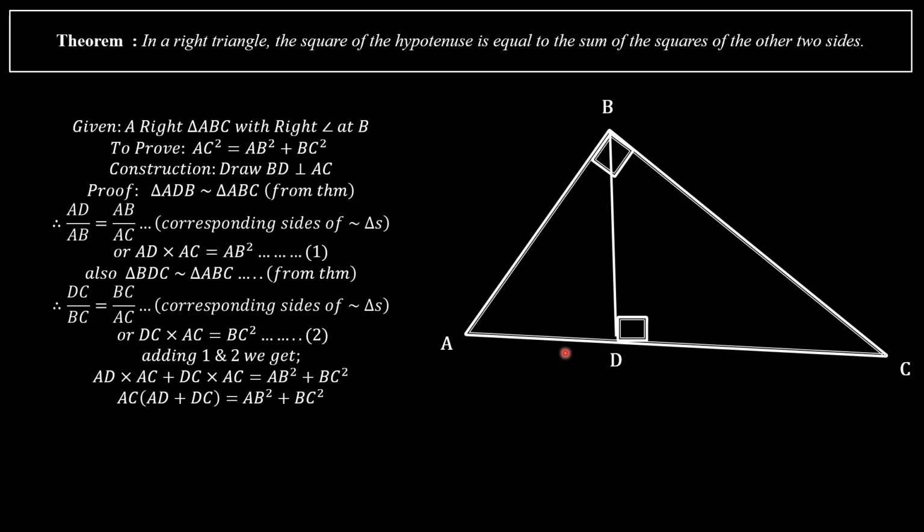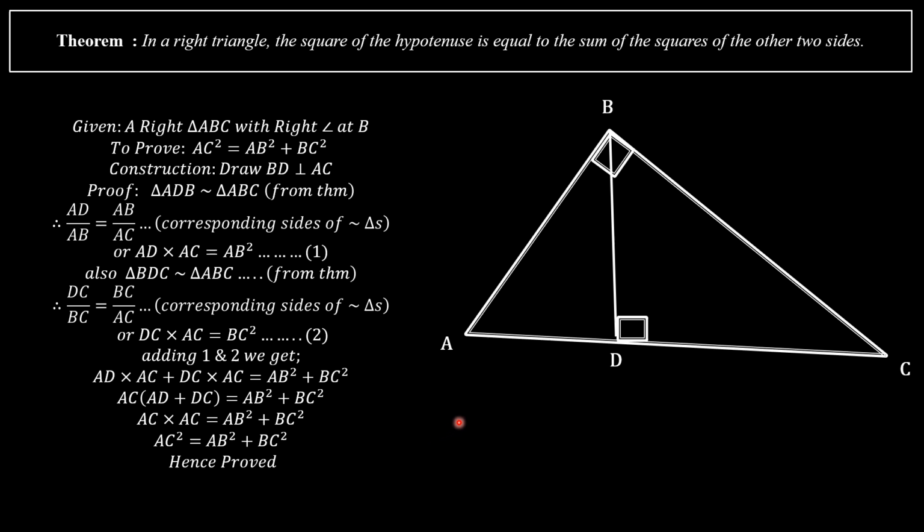Now see, AD plus DC is AC. So this is replaced by AC, then AC multiplied by AC gives you AC square. AC square is equal to AB square plus BC square. Hence proved. This was what we were proving here: AC square is equal to AB square plus BC square. So this is our Pythagoras theorem. In a right triangle, the square of the hypotenuse is equal to the sum of squares of the other two sides.